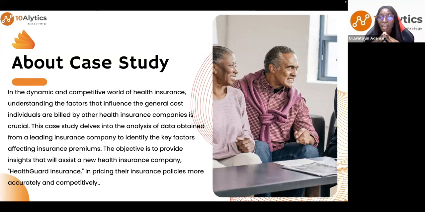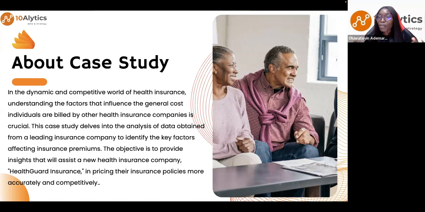Basically, this health insurance company called Health Guard Insurance is trying to make sure that they have an accurate and competitive price for their health insurance policy. They have received the data from another company, which is also into health insurance. Now we as data analysts are required to find out what factors they need to consider to be able to regulate their prices appropriately. They are looking at what factors generally affect the costs individuals are billed for health insurance.